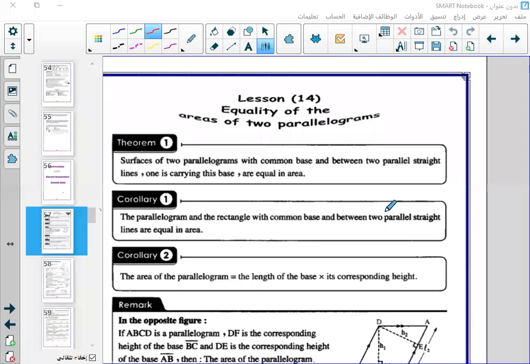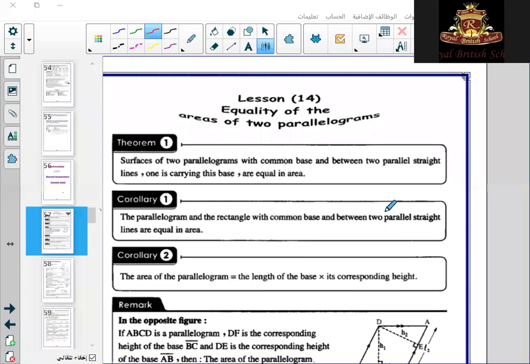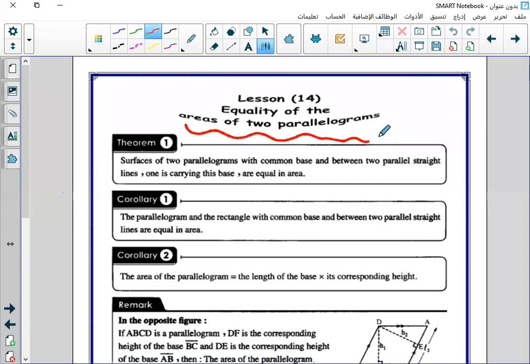In this session, we will talk about the first lesson in geometry in the second term: equality of the areas of two parallelograms. Equality of the areas of two parallelograms. And in this session, we have one theorem and some corollaries. So let's start with theorem number one.